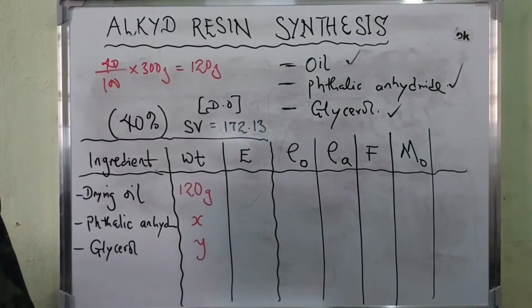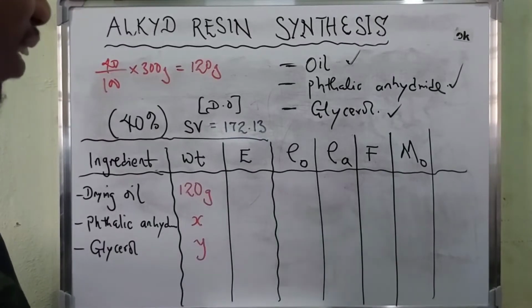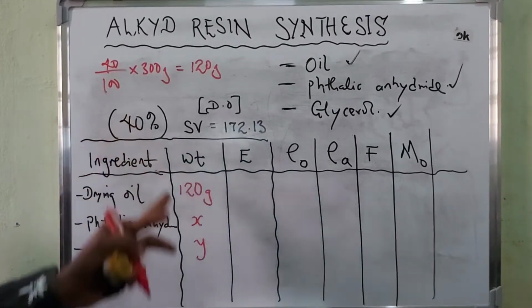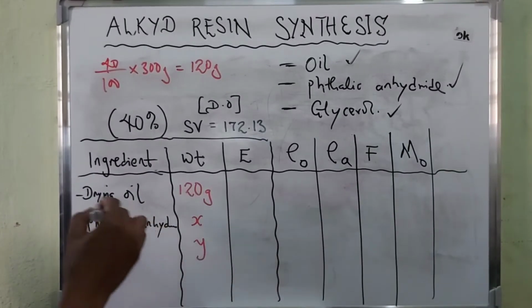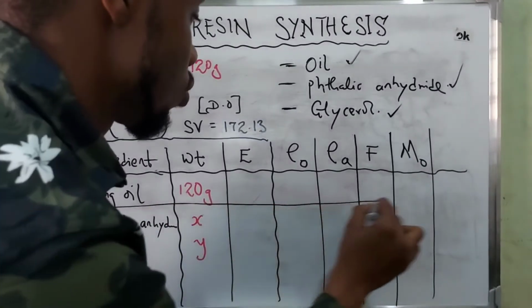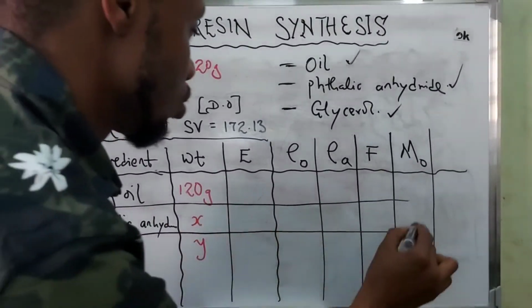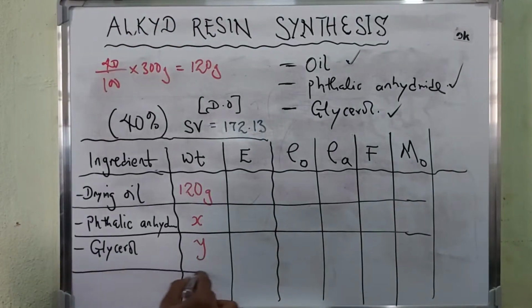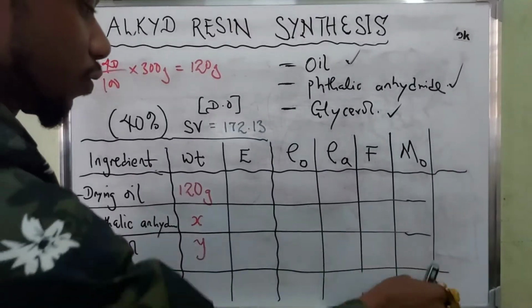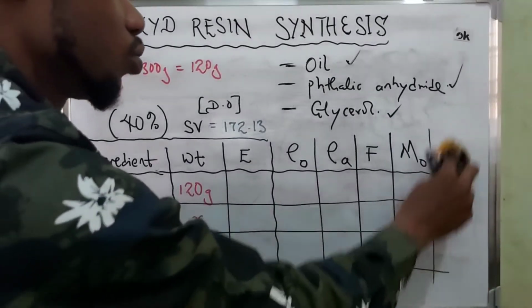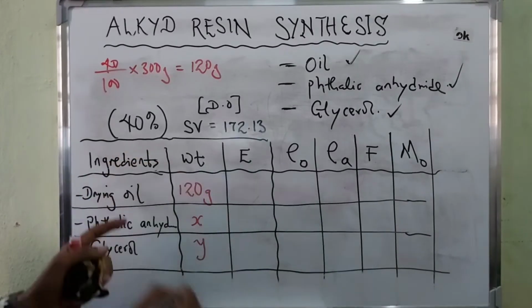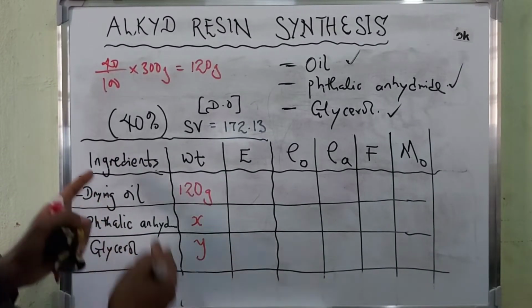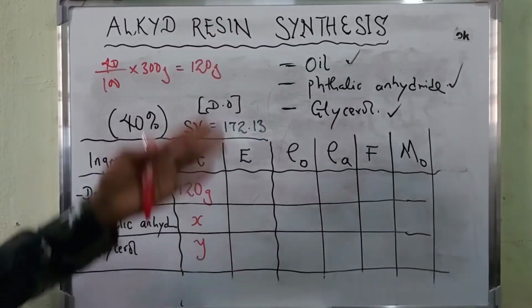Okay, these are just what we need to find out for a 40% alkyd resin with a drying oil weight of 120 gram. So we are going to solve this out before we continue. So you can just take note of this. Then we go to the next stuff. So guys, you should have a table like this for your calculation. So we have the actual weight of our ingredients, that's the drying oil, the phthalic anhydride, and glycerol. The combination of these three make up the resin.